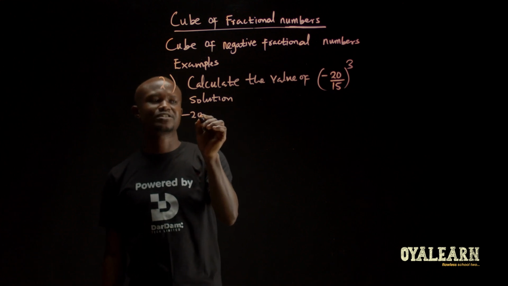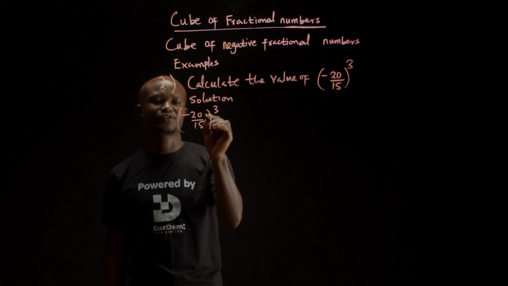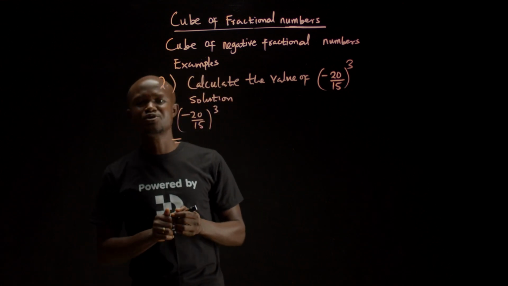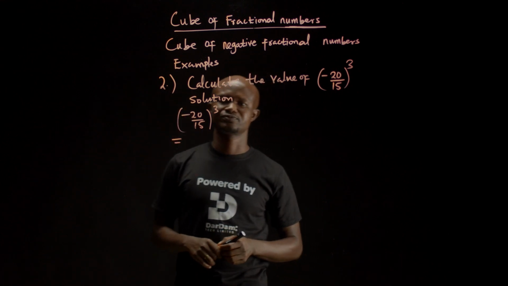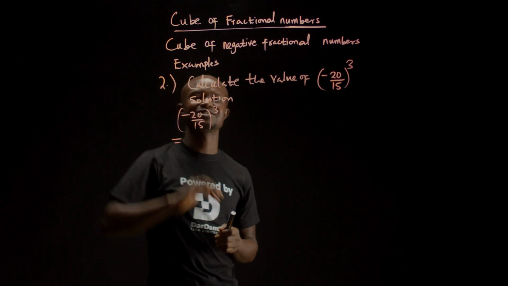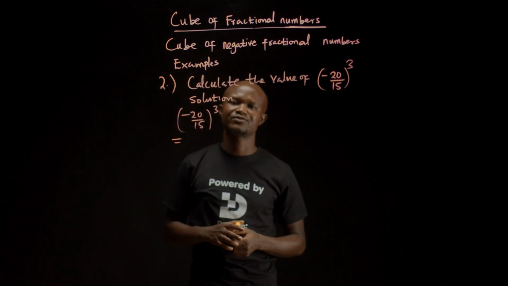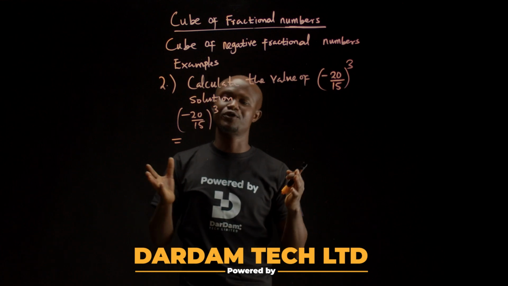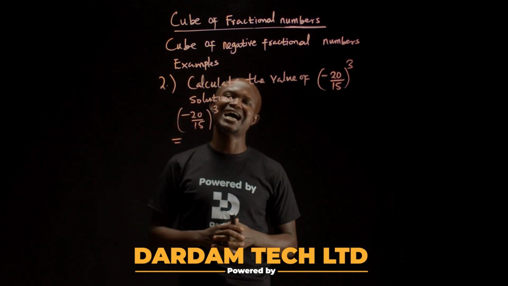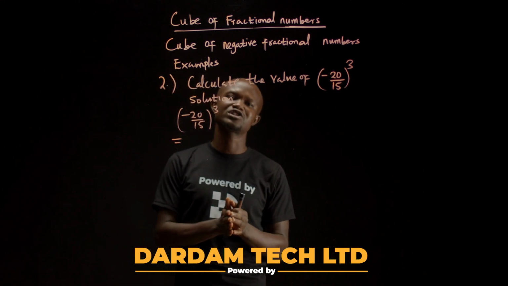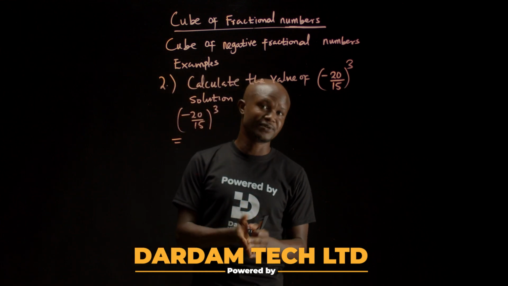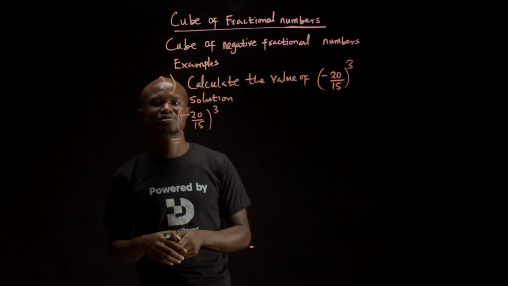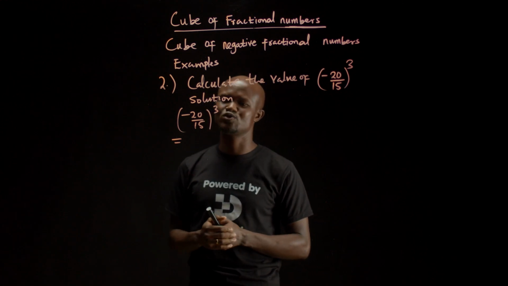We have minus 20 divided by 15 raised to the power of 3. Now, what do we have from here? We can reduce this improper fraction, because we have 20 as our numerator and 15 as our denominator. Let's look for the highest common factor between 20 and 15, the highest number that will divide both 20 and 15 without any remainder. We can use 5. That's the HCF between 20 and 15.